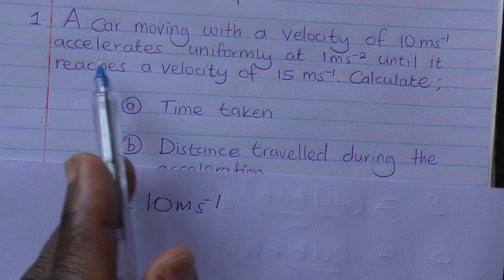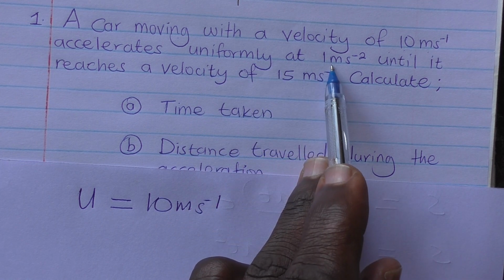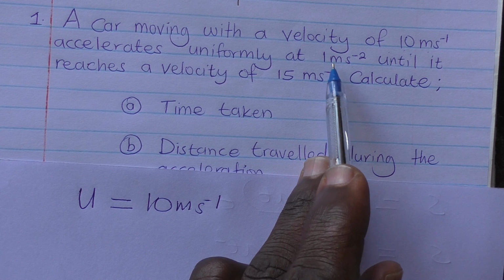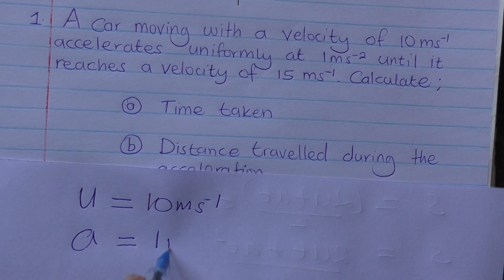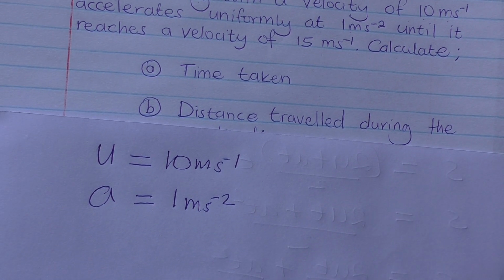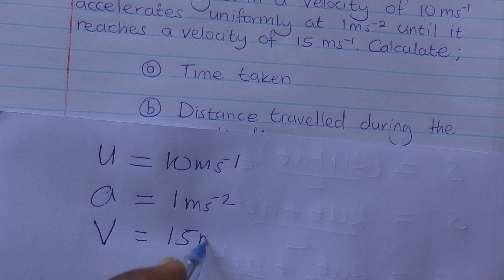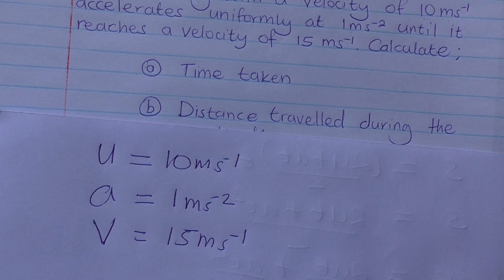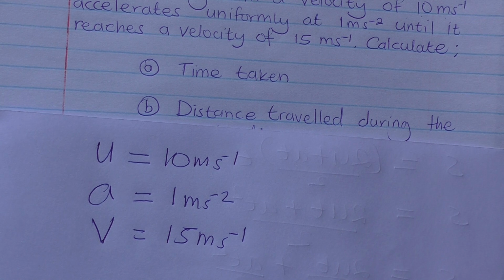and now this one is accelerating uniformly at a rate of 1 meter per second squared, so that is acceleration 1 meter per second squared, until it reaches a velocity of 15. That velocity is v, 15 meters per second. So they want us to calculate the time taken.